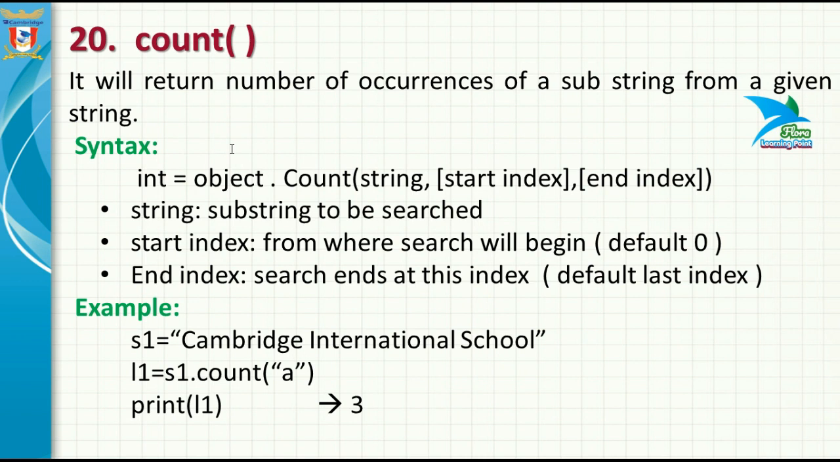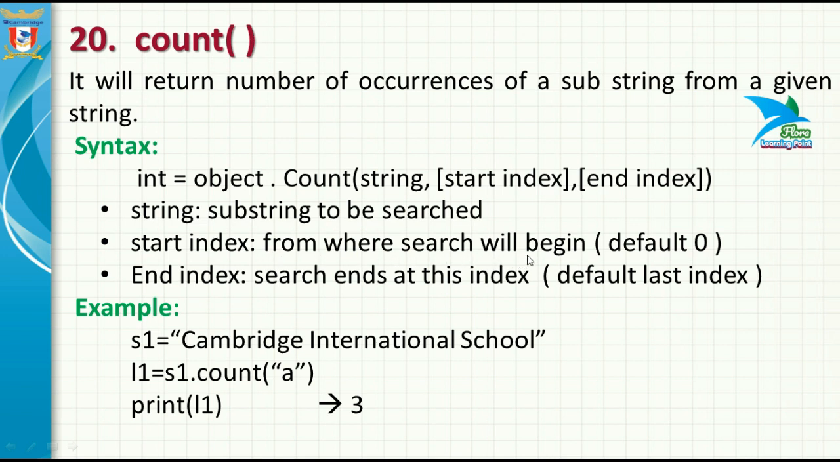Next we are having the count function. It will return the number of occurrences of a substring from a given string. So that means if you want to check how many times some character or a substring is available in a string, then you can use this count function. The count function always returns an integer, a number, right? And the first parameter of the count function is the string that you want to search. So here we are having three parameters. First is the mandatory parameter, that is required, and the second and third parameters are optional parameters.